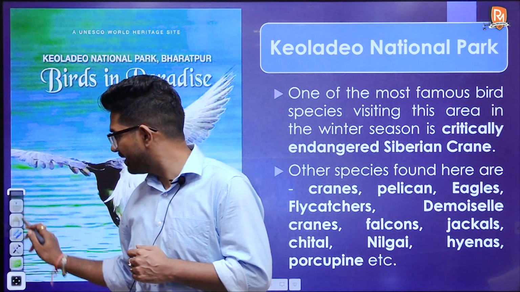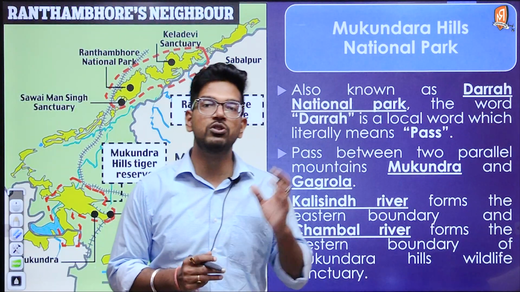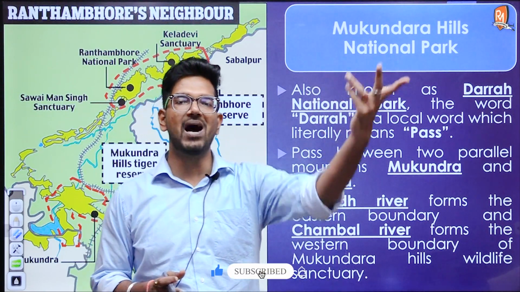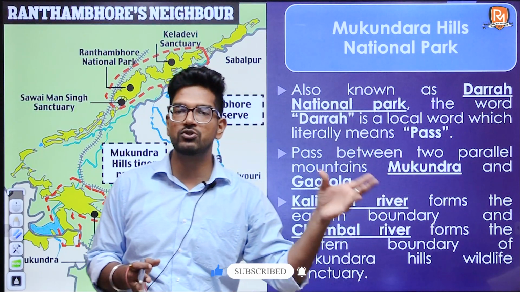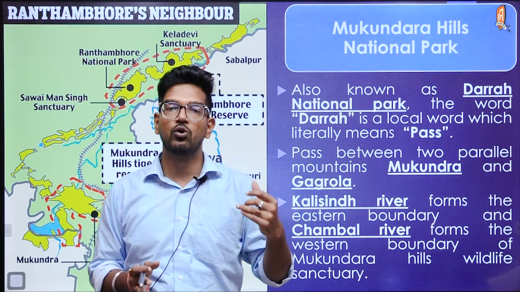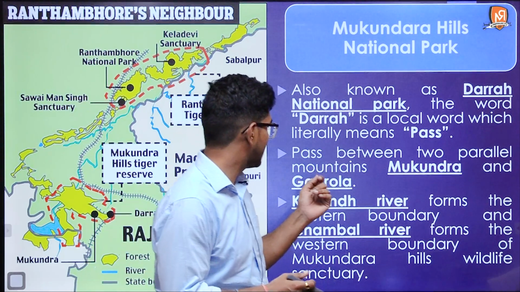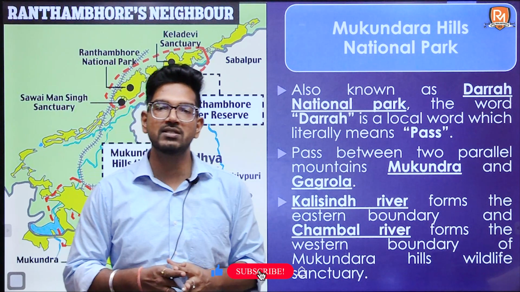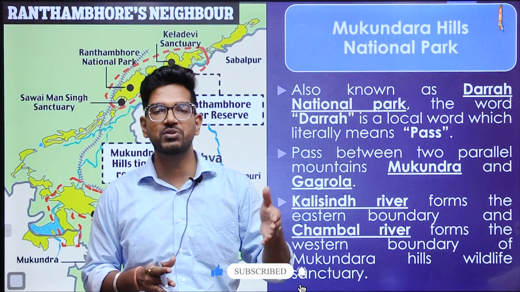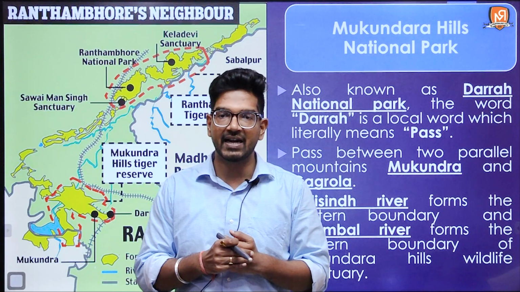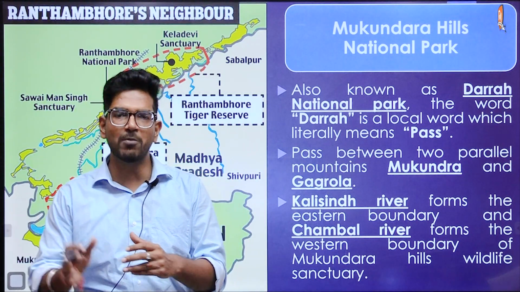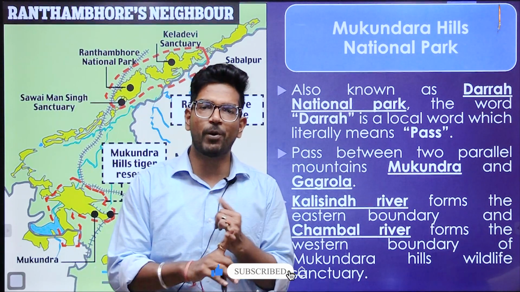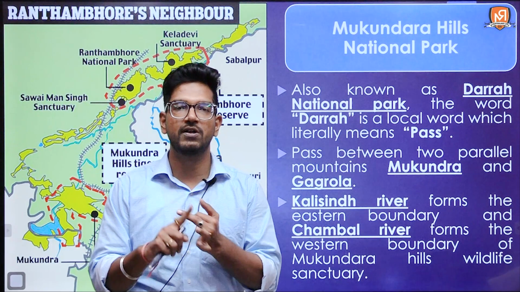Now the next national park is Mukundara Hills National Park. It is also known as Darrah. In Urdu, Darrah means pass. It is located between two mountains, Mukundara and Gagrola, so it is a pass between these two mountains. The Kali Sindh River forms the eastern boundary of this national park, and the Chambal River forms the western boundary. That is how you can remember that two important rivers, Kali Sindh and Chambal, flow through this national park.